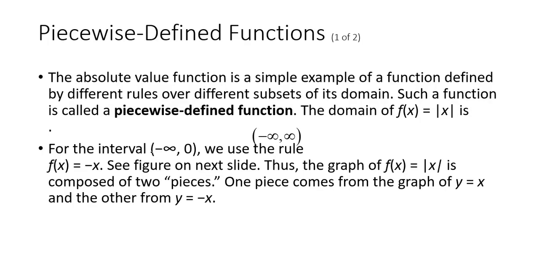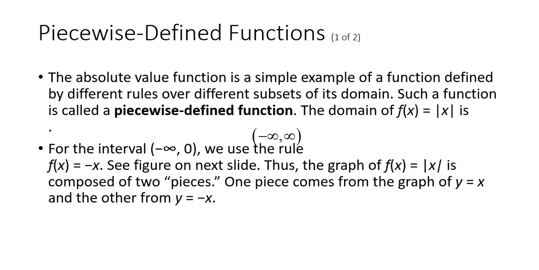Okay, in this section we're going to talk about piecewise functions. The absolute value function is a simple example of a function defined by different rules over different subsets of the domain. Such a function is called a piecewise-defined function.